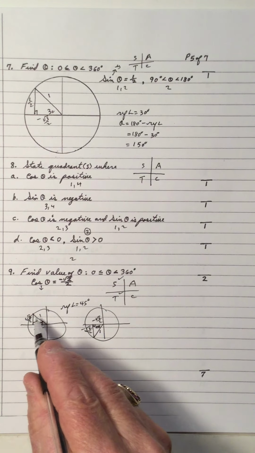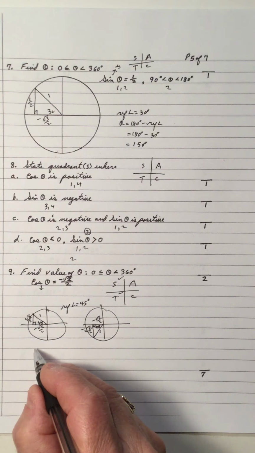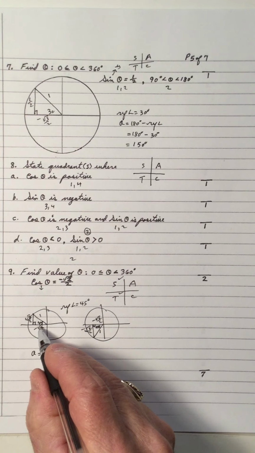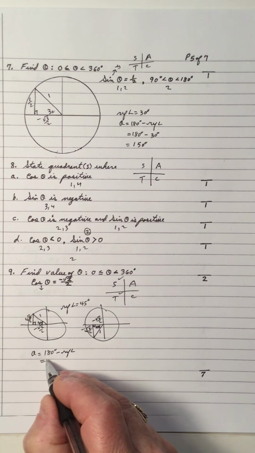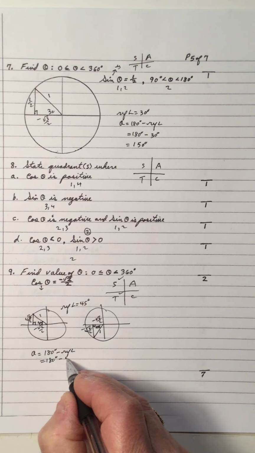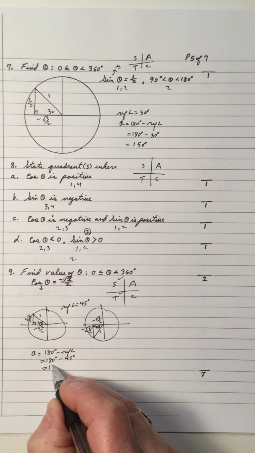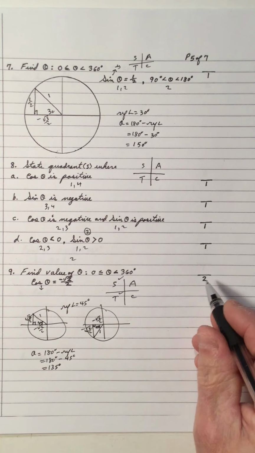So that means theta, in quadrant 2, is 180 minus the reference angle. So it's 180 minus 45. So it's 135. Give yourself a mark.